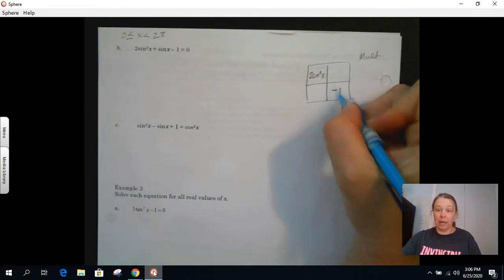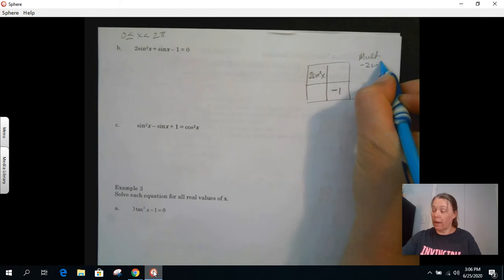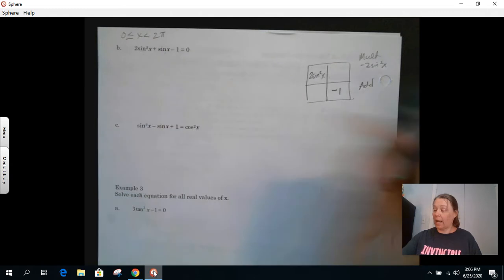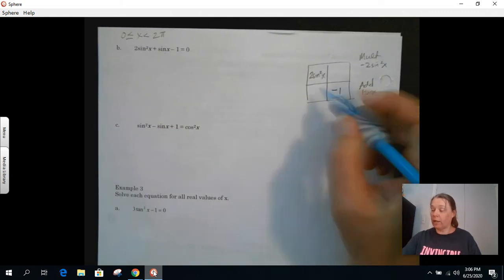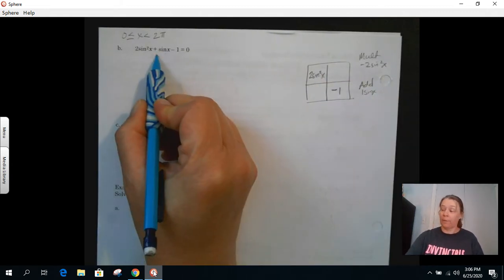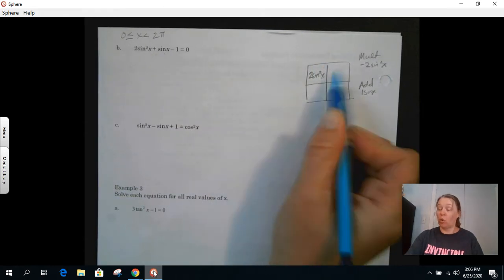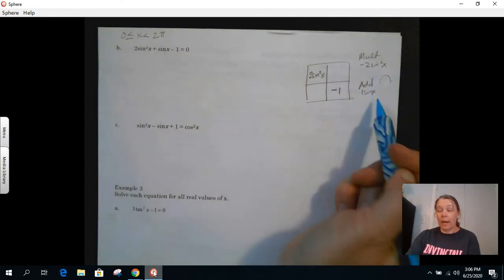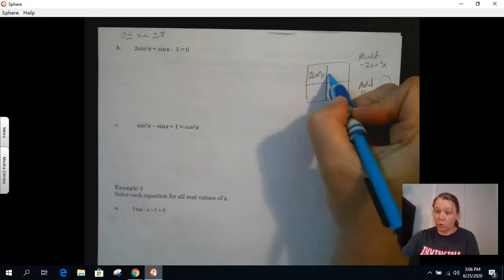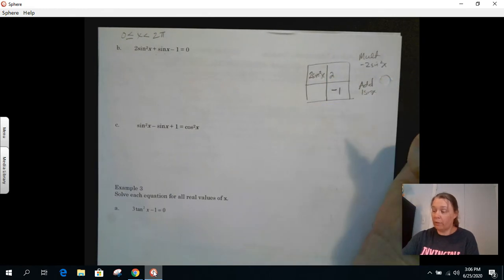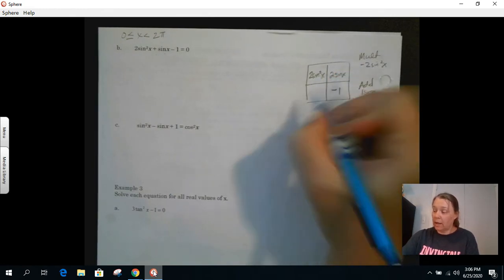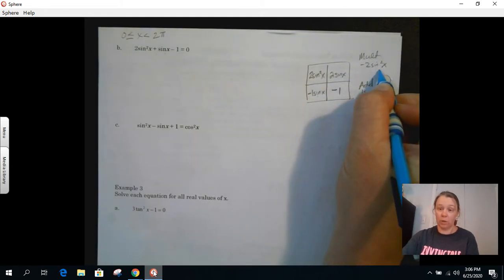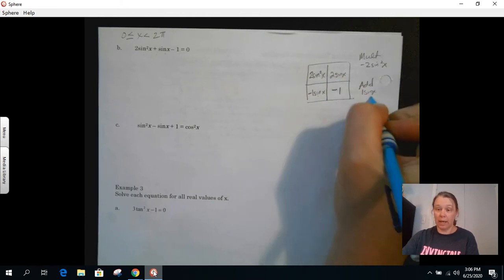So if I multiply these together, I get -2 sine squared of x. The diagonal also has to add up to equal your middle, which is sine of x, or 1 sine of x. So the idea is everything in your box should total up to be this. And then these would be the things that would multiply to total up to be that. Okay, so what are 2 things that multiply to be -2 and add to be +1? It would be 2 times -1. So 2 sine of x and -1 sine of x. So if I multiply these 2 together, again, I get -2 sine squared of x. And if I add them, I get 1 sine of x.